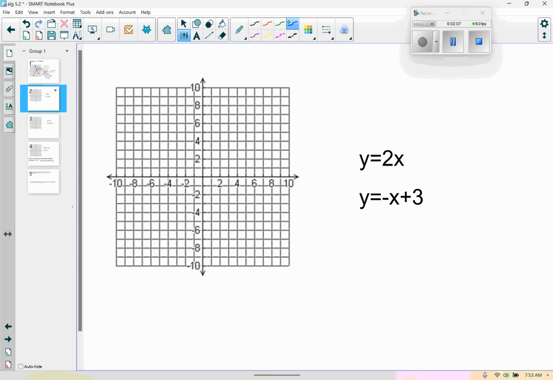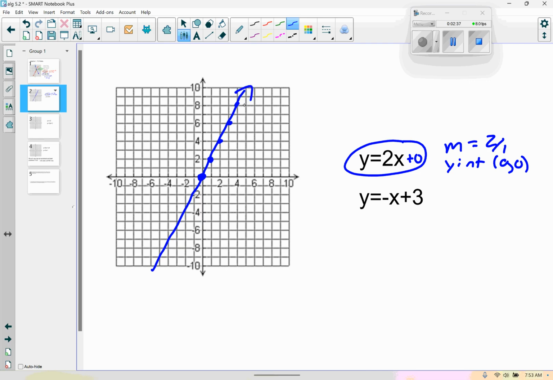And do this one in blue. So I have a slope of 2, and notice there's nothing behind it, so it's kind of a +0, so the y-intercept is actually at 0, 0. So 0, 0 is here. My slope is 2, which is 2 over 1, so I'm going to go up 2, right 1. And maybe do it a couple times, up 2, right 1, up 2, right 1. Do one more, up 2, right 1. So there's our line.